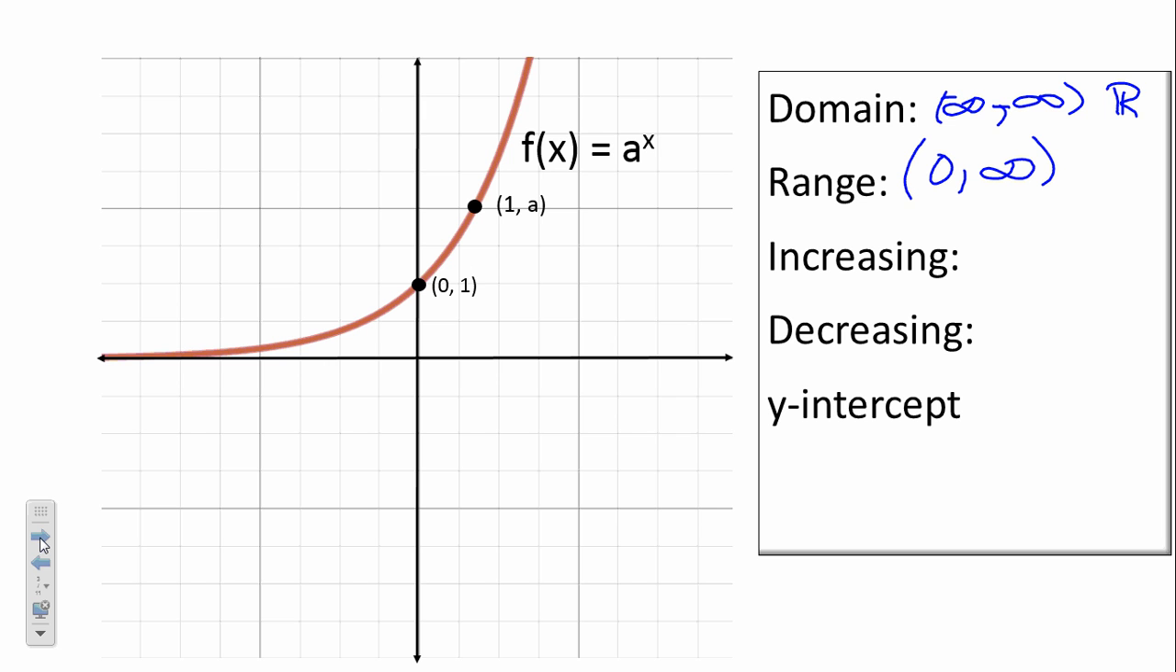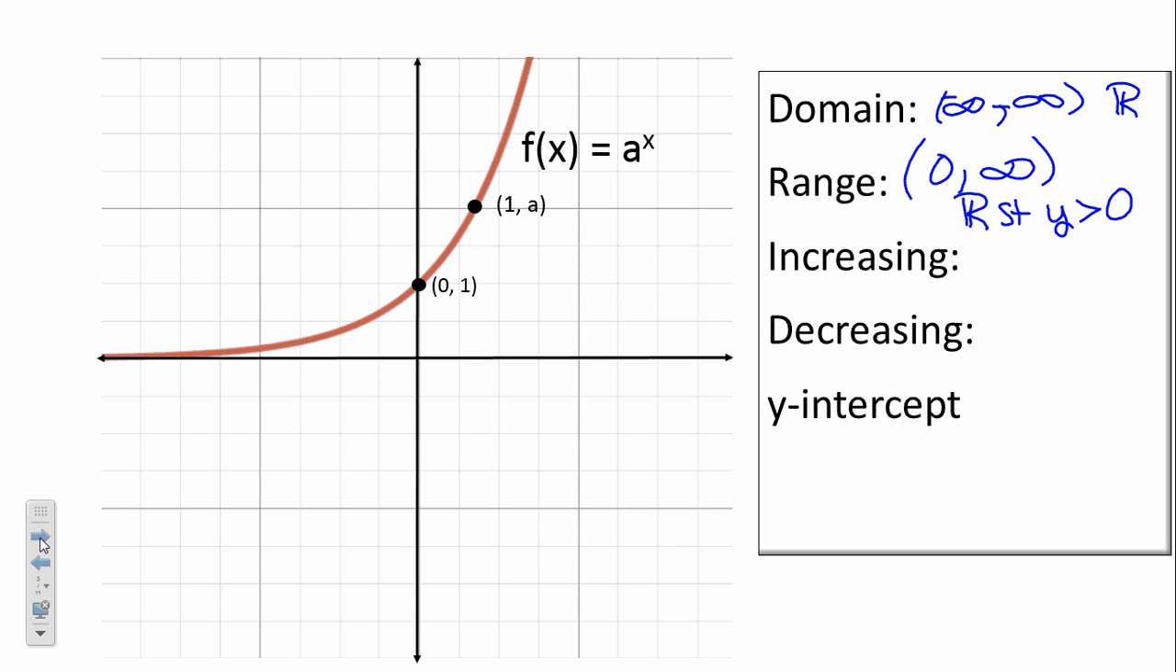But if we shade our y's, all of this is what y can be, up and down. To write it in the non-bracket form, you're going to say all real numbers such that y is bigger than 0. Can't be equal to.